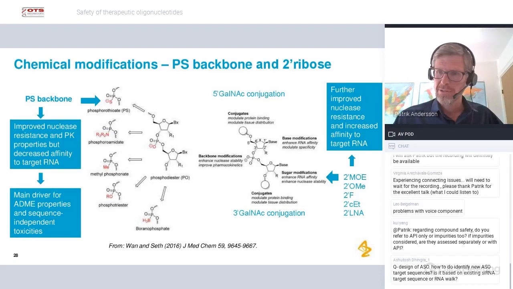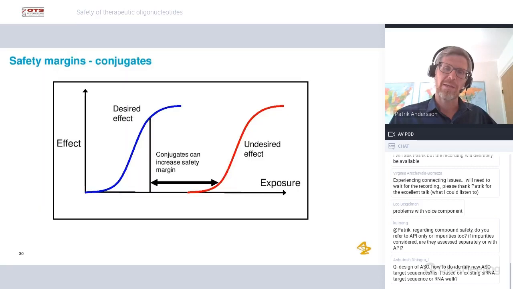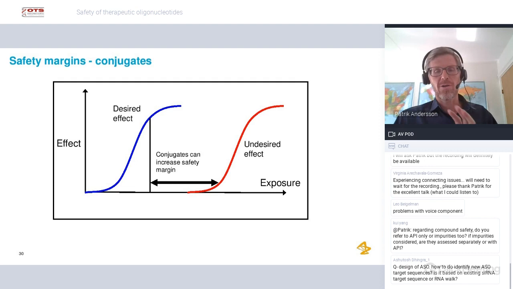Just mention something about the safety margin for conjugates. Here we have the same graph as before. If we have a GalNAc conjugate, that means that you can have a much more potent compound. So you administer a lower dose, and you can still get the same desired effect at a lower dose. This is wrong, and exposure should be something else. Let's say exposure in plasma.